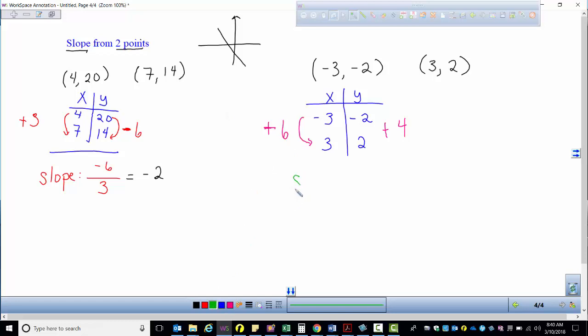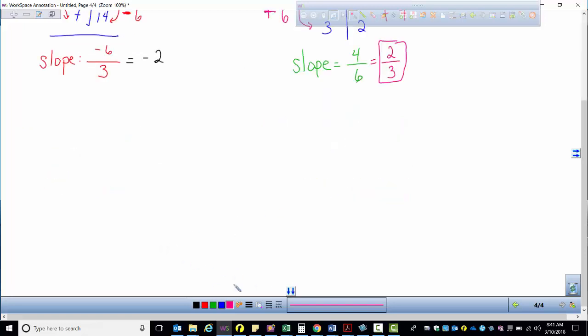Now let's talk about our slope. So my slope is going to be the y, which is 4, over the x, which is 6. And this one is special. Even though it's a fraction, I can simplify or reduce. So 4 divided by 2 is 2. 6 divided by 2 is 3. So my slope is 2/3. Okay, let's try another one.